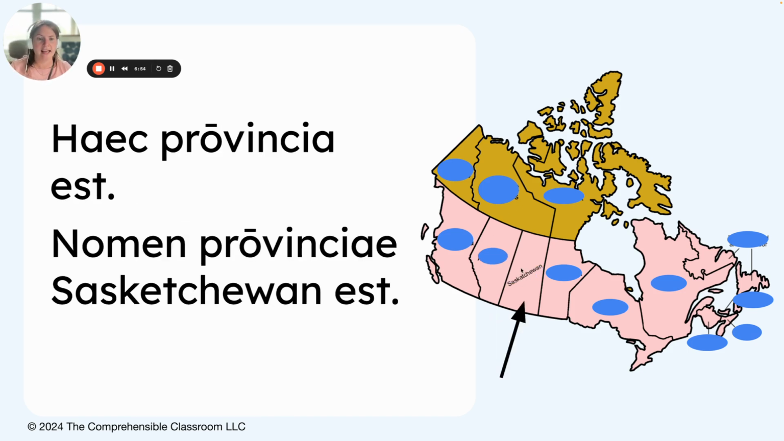Haec provincia est. Nomen provinciae. Provinciae can mean two things. It can mean provinces, or it could mean the province's, the possessive form, like the province's name in this case. So it's the possessive. Nomen provinciae Saskatchewan est.